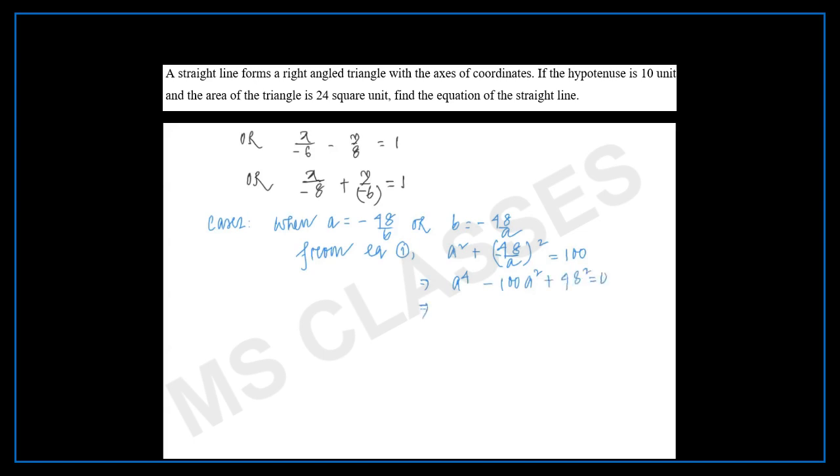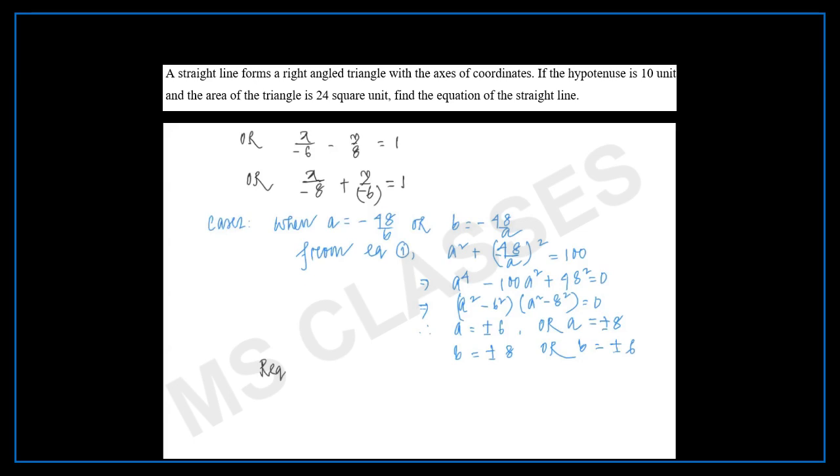Now from this also we get the same on factorization, that (a square minus 6 square) into (a square minus 8 square) equal to 0. Now from this we can get that a equal to plus minus 6 or a equal to plus minus 8. Correspondingly we get b equal to plus minus 8 or b equal to plus minus 6. So from here also we can get the equations by substitution.